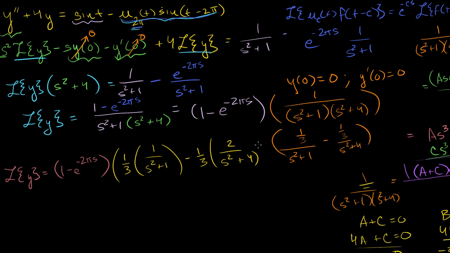If I put a 2 in the numerator there, I have to divide this by 2 as well. So let me change this to a 6. Minus 1/6 times 2 is minus 1/3. I did that just so I get this in the form of the Laplace transform of sine of t.